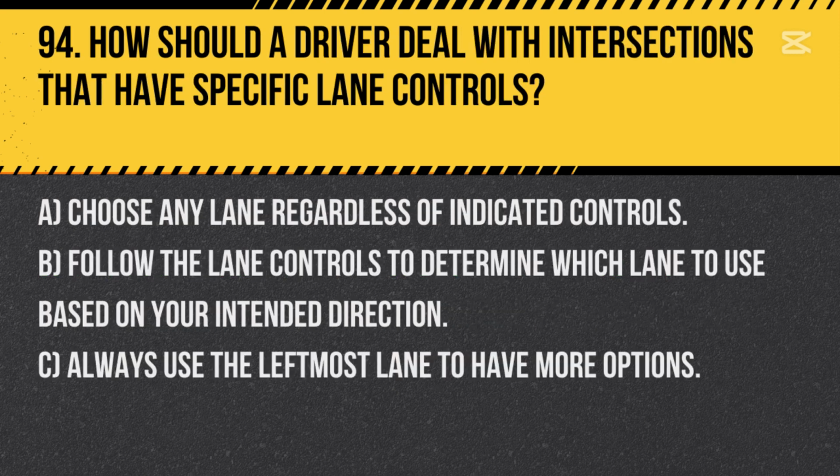Question 94. How should a driver deal with intersections that have specific lane controls? A. Choose any lane regardless of indicated controls. B. Follow the lane controls to determine which lane to use based on your intended direction. C. Always use the leftmost lane to have more options. Answer: B. Follow the lane controls to determine which lane to use based on your intended direction. Lane controls are designed to improve traffic flow and reduce confusion at intersections.